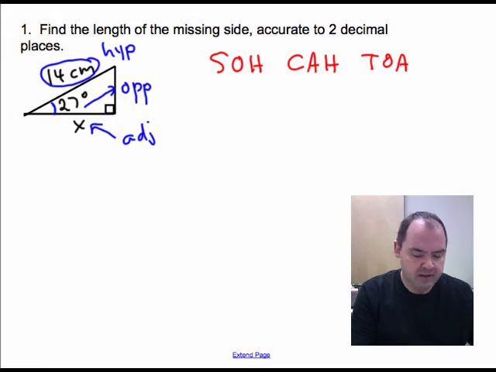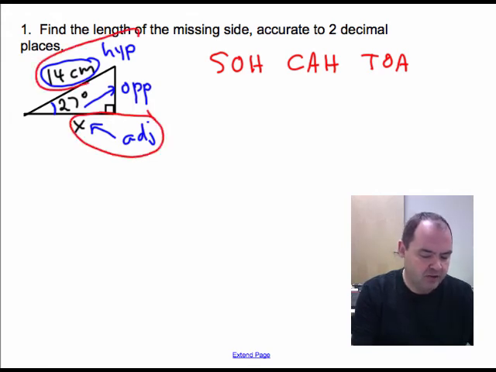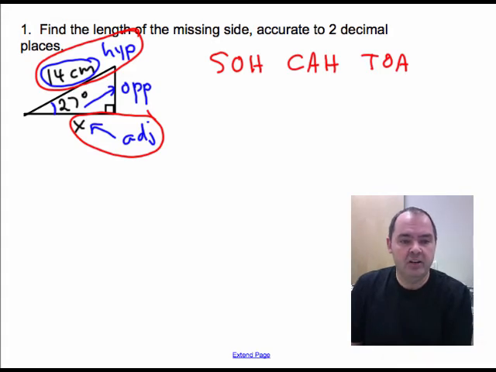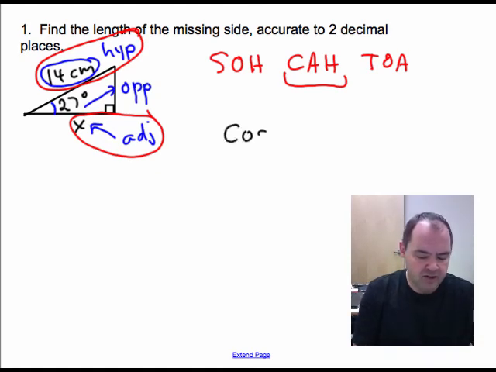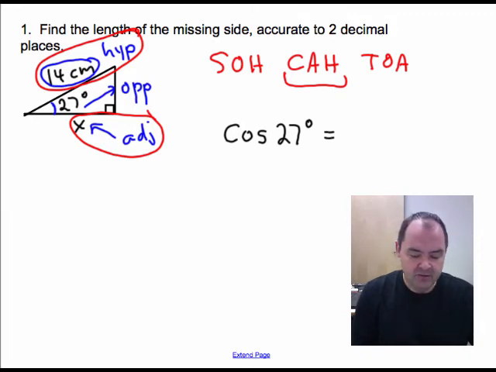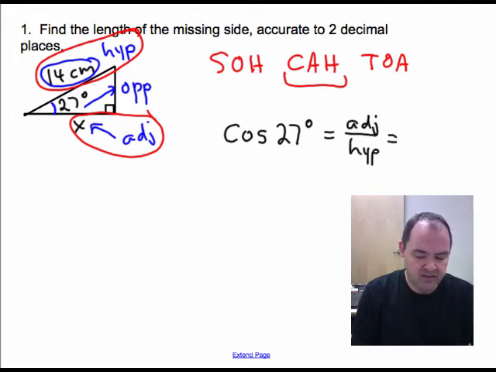So of those 3, the adjacent and the hypotenuse are noteworthy because we know something about them or we want to find them. So adjacent and hypotenuse relates to the cosine ratio from Sohcahtoa, and from that I can build an equation that I can solve. The cosine ratio, starting from 27 degrees, so the angle always goes right after the sine, cosine, or tangent, is equal to, well, the cosine ratio we know is the adjacent side divided by the hypotenuse, which in this case is the missing length divided by 14.